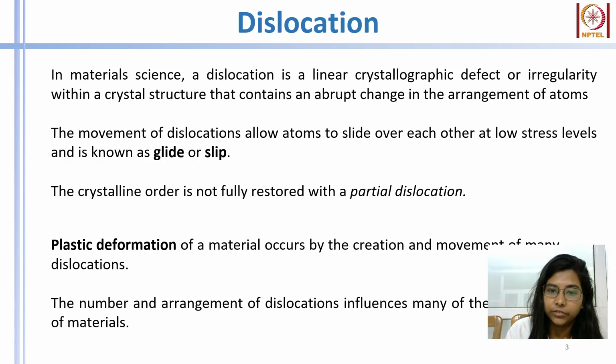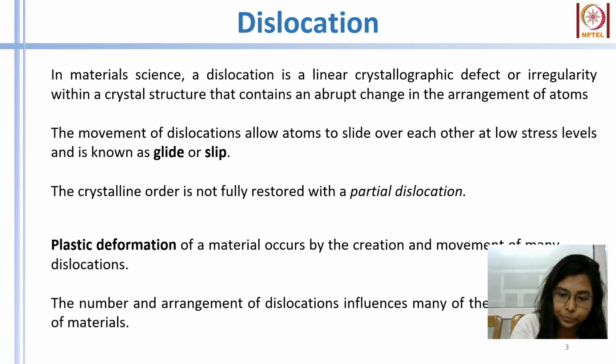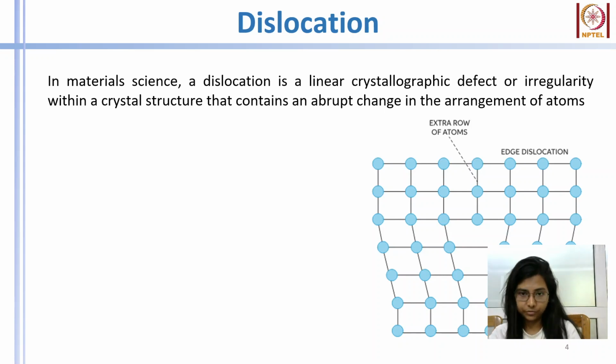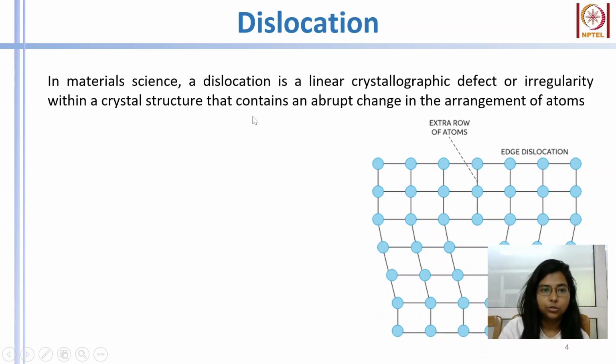This is very important in metallurgy. Metals and alloys exhibit different properties depending upon the movement and arrangement of the dislocations. We will first look at the basics: what is a dislocation? A dislocation is a linear crystallographic defect, as we have learned. This is a basic schematic, a cartoon, of a dislocation.